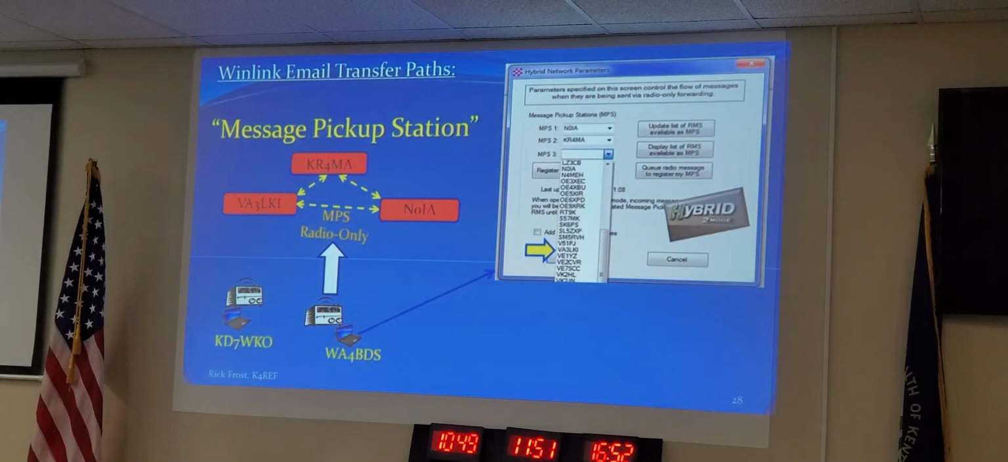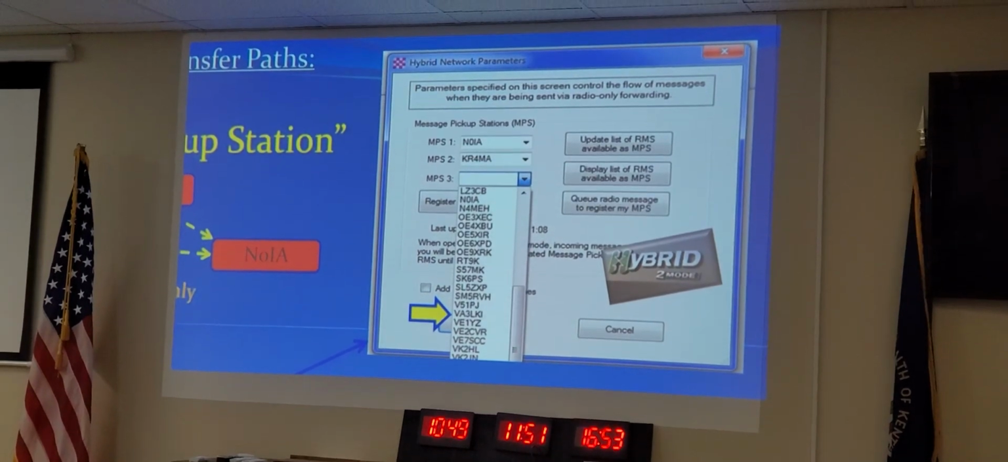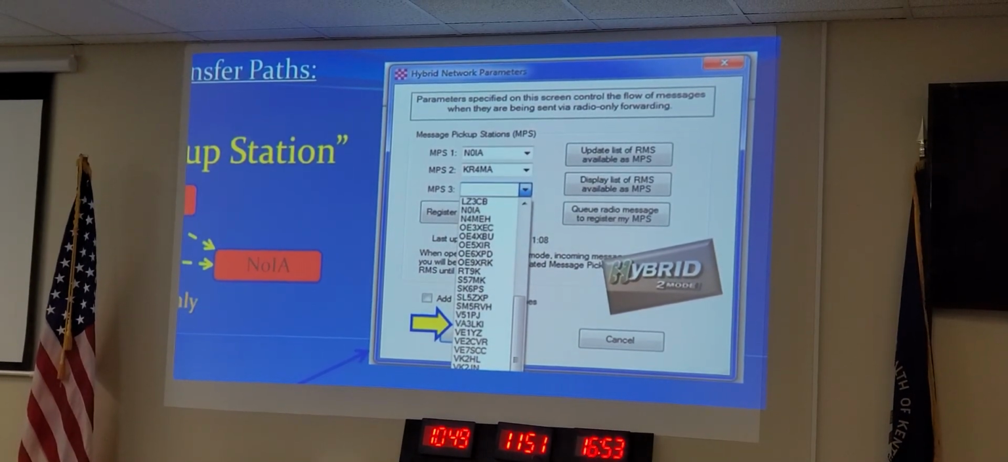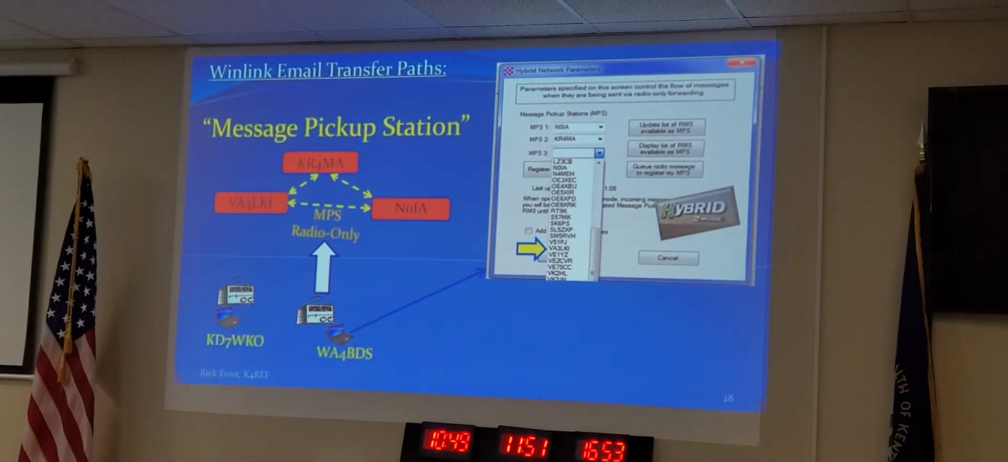To do this, WA4BDS goes to the hybrid network parameters in his RMS Express software and chooses 3 stations to be used to hold his email for pickup. So when emails go into the system from any of the hundreds of stations, those emails will make their way to the 3 stations that WA4BDS has chosen.